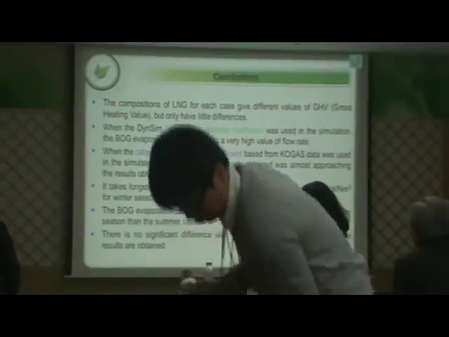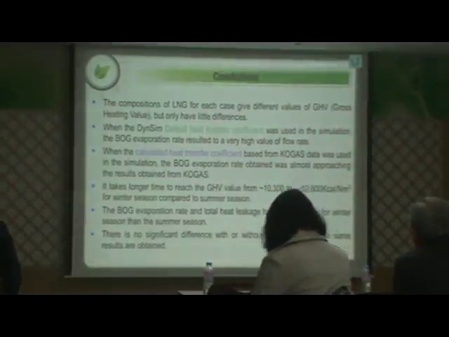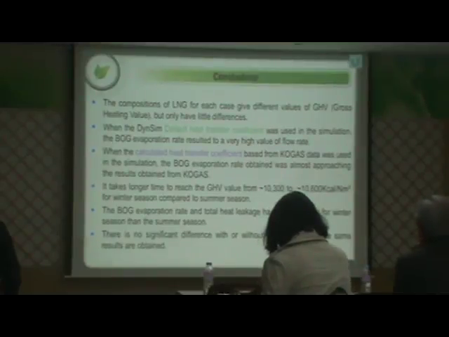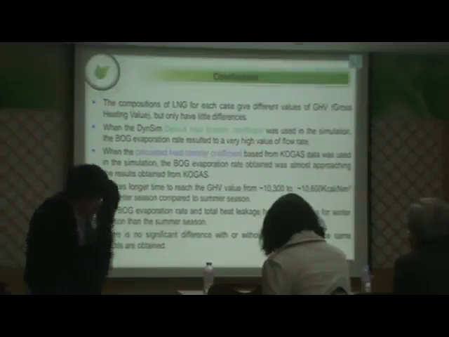And it takes longer time to reach the GHB value from 10,300 to 10,600 kilocalories per normal cubic meter for winter season compared to summer season. And the BOG evaporation rate and total heat leakage have lower values for winter season than summer season. And there is no significant difference with or without N2 blanketing since the same results are obtained.